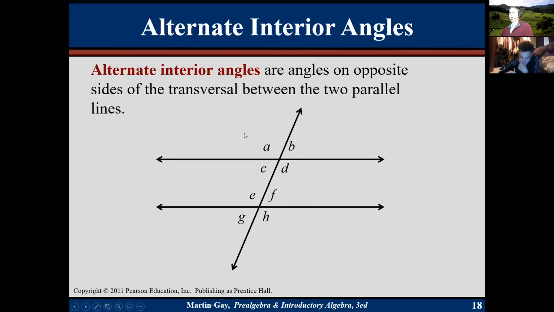Alternate interior angles are angles on opposite sides of the transversal between the two parallel lines. So these must be these two and these two. Or no, I'm sorry, these two are the alternate interior angles. And so for the alternate interior angles, C is the same as F, and D is the same as E. All right, so that's the end of that one.